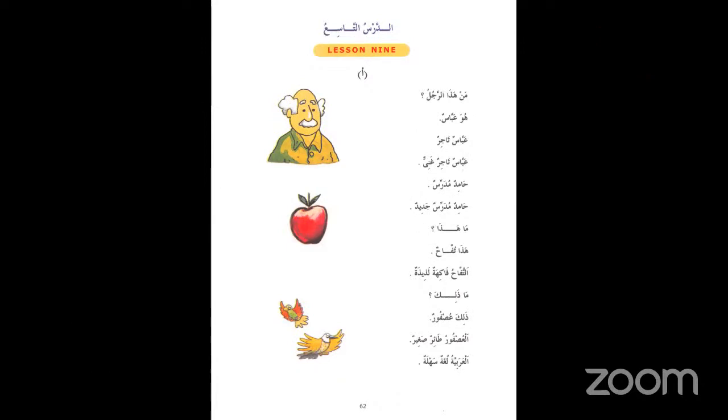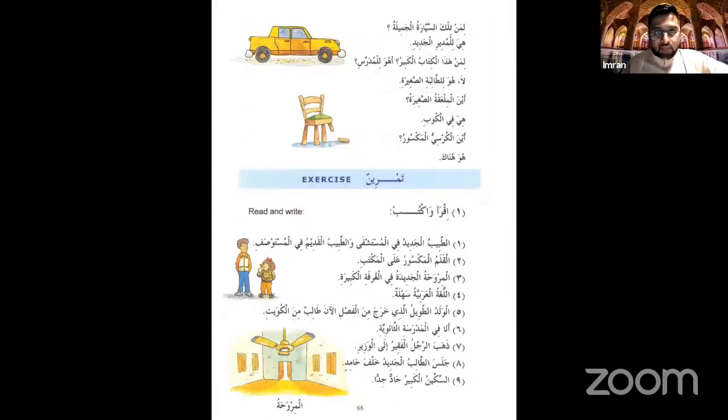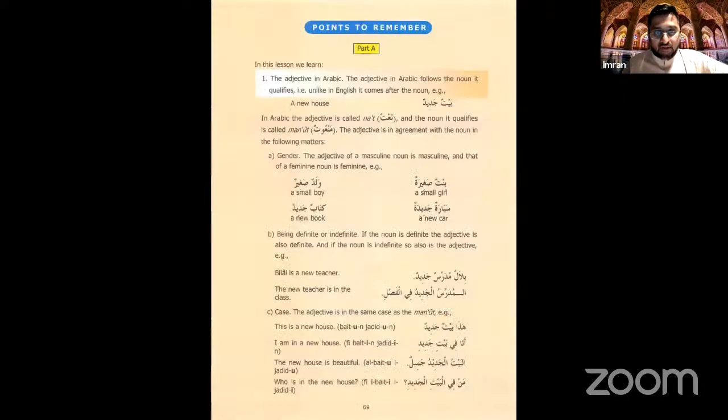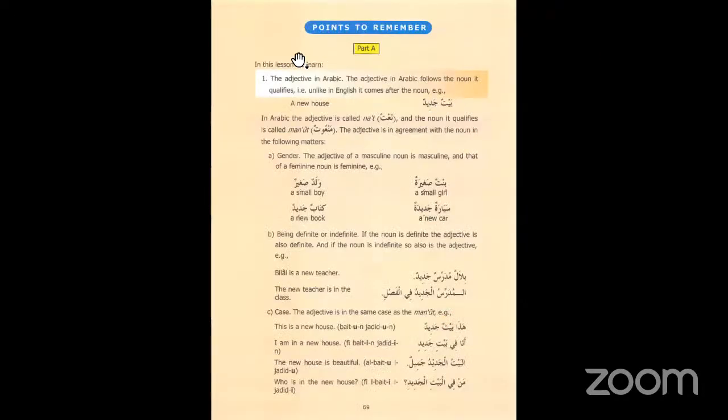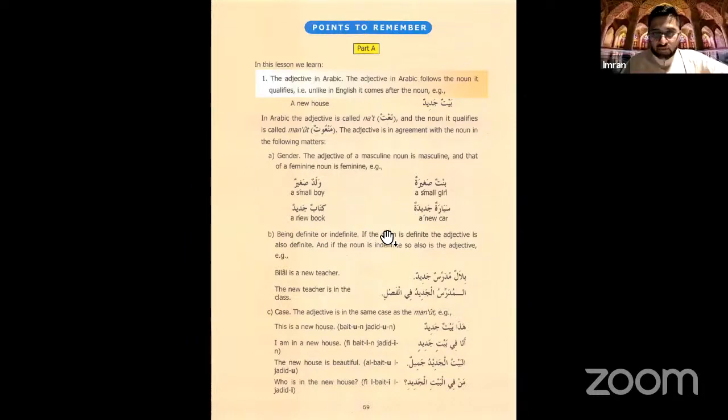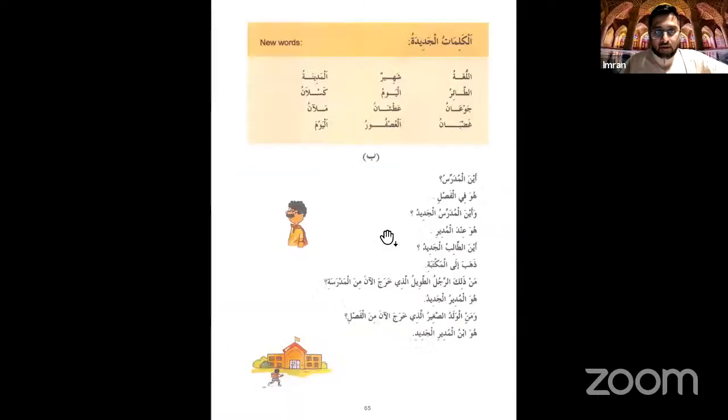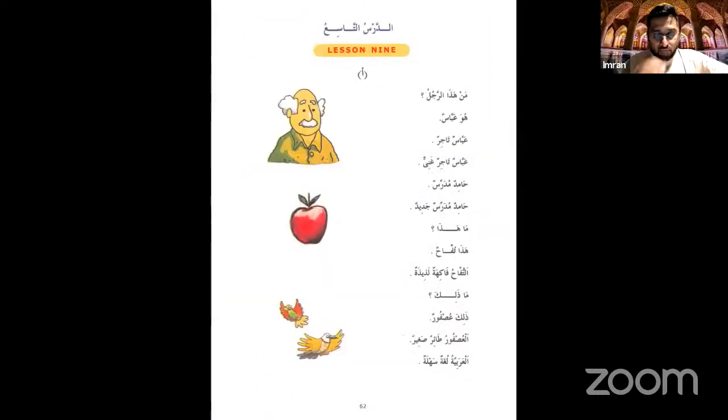Lesson number 9. I'm going to go to the points to remember, explain it, and then I'll go for the lesson itself. Okay, let me use the lesson first, and then I'll go to this itself. I'm going to do the best way of doing it. Okay.